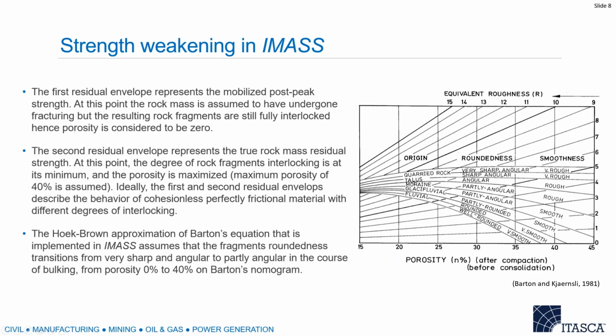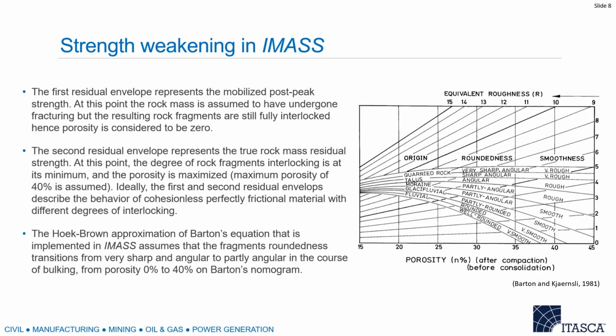And this R value from this graph is controlling the porosity that we are calculating those strength envelopes for. In a physical world, that first residual envelope represents the mobilized post-peak strength. At this point, the rock mass is assumed to have undergone fractures. Basically, fractures propagate through the rock mass and form rock blocks, but they're completely interlocked and they have 0% porosity.